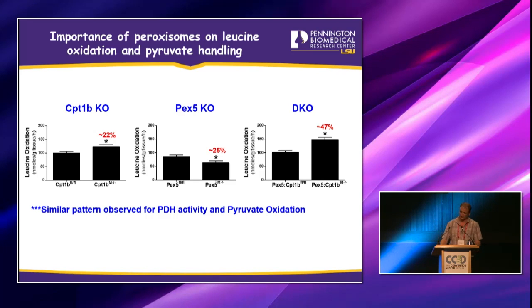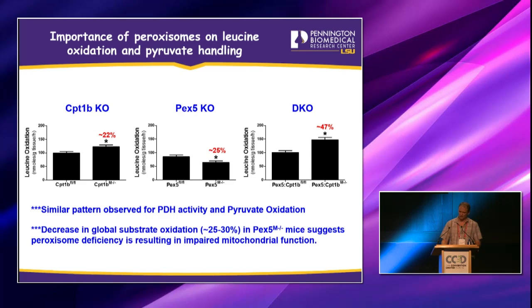However, what's kind of interesting is that when we knock out peroxisomal function, we actually also saw a 25% decrease in oxidation of these substrates. Now remember, we saw about a 30% decrease in palmitate oxidation in the muscle of these peroxisome deficient mice.